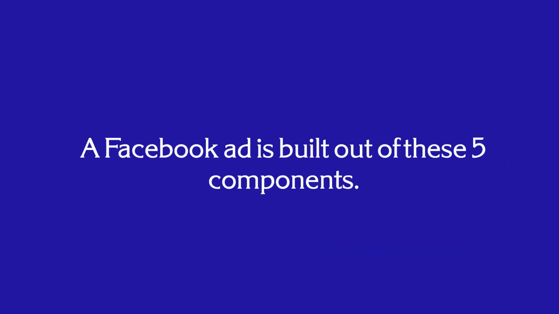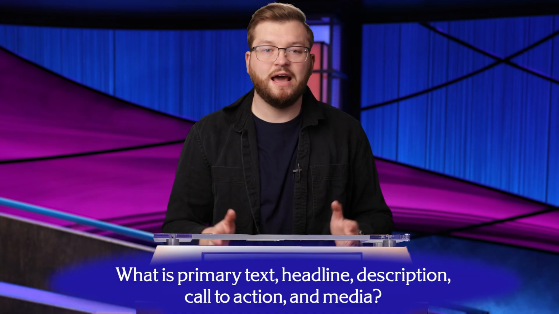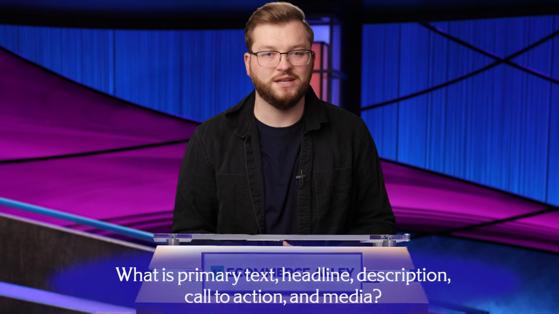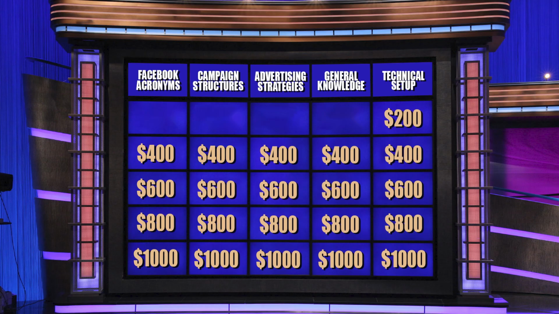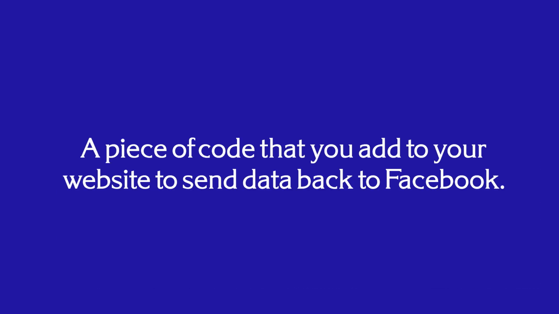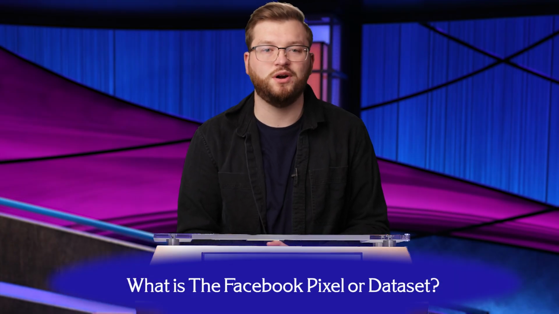A Facebook ad is built out of these 5 components. What is primary text, headline, description, call to action, and media? And here comes the final clue for the 200-point round. It is technical setup, a piece of code that you add to your website to send data back to Facebook. Question here, what is the Facebook pixel or data set?